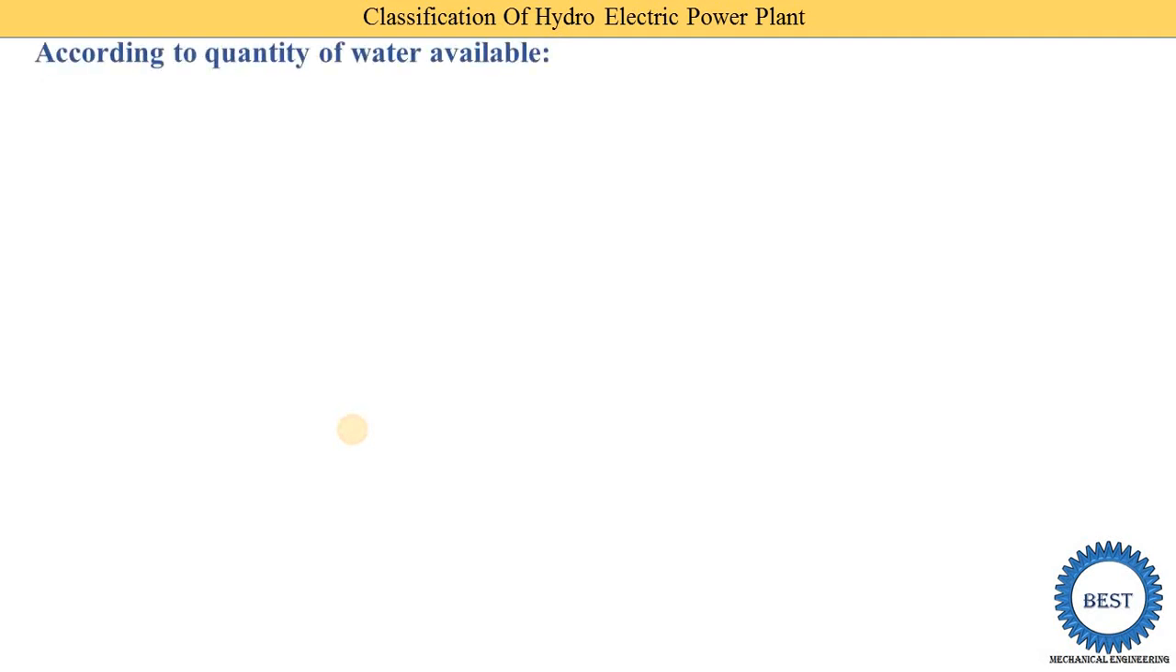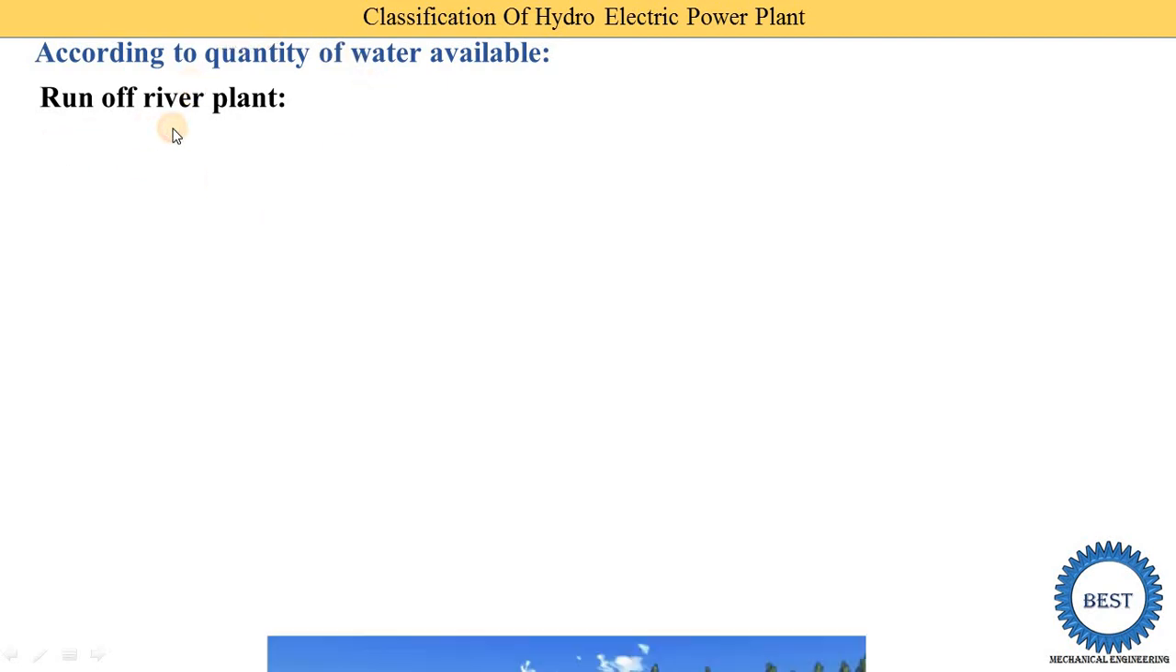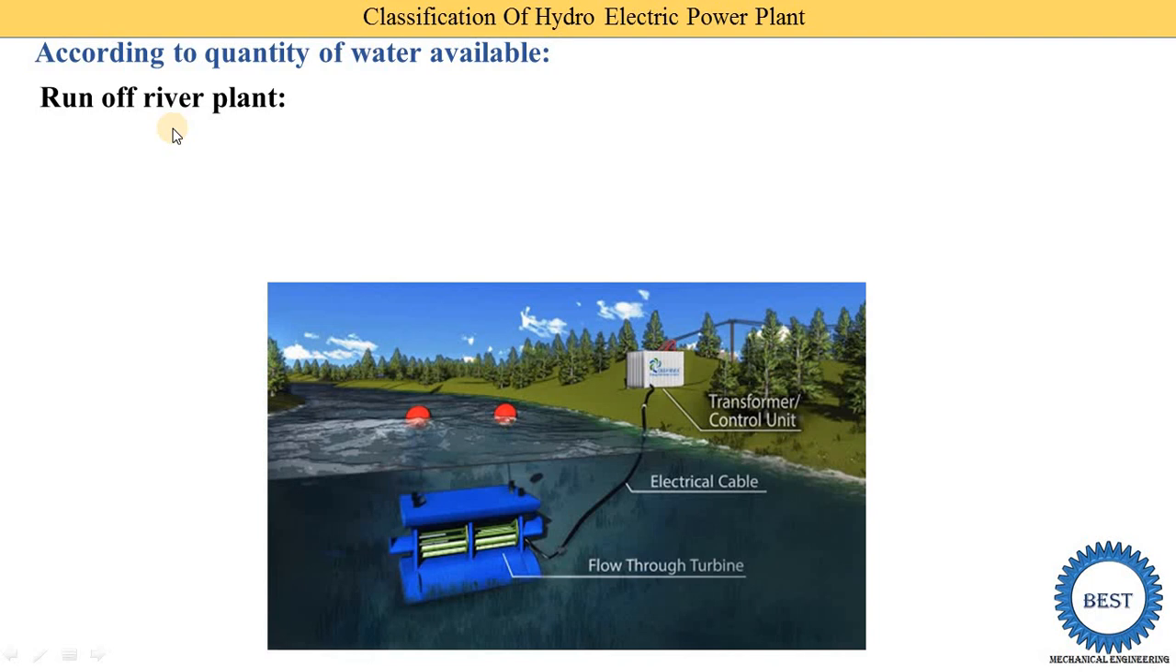Third classification is according to the quantity of water available, and in that there are a total of 5 types. First is the run-of-river plant. From the name we can understand the turbine is installed in the flow of the river, means we do not need to construct a dam. Just a turbine is installed in the flow of the river, the water passes through the turbine blades and rotates them, and they produce mechanical energy. This mechanical energy is supplied to the generator and electricity is produced. Then this electricity is transferred by cable to the transformer or control unit.